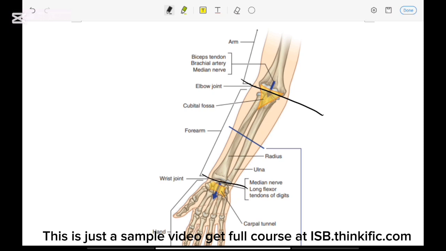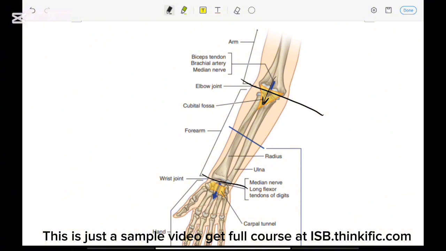From the proximal extent, the majority of the structures coming from the arm and entering into the forearm pass either within or in relation to the cubital fossa. This includes the brachial artery, the median nerve, and the radial nerve. The exception here is the ulnar nerve. The ulnar nerve does not pass in relation to it. It actually passes posterior to the medial epicondyle of the humerus.